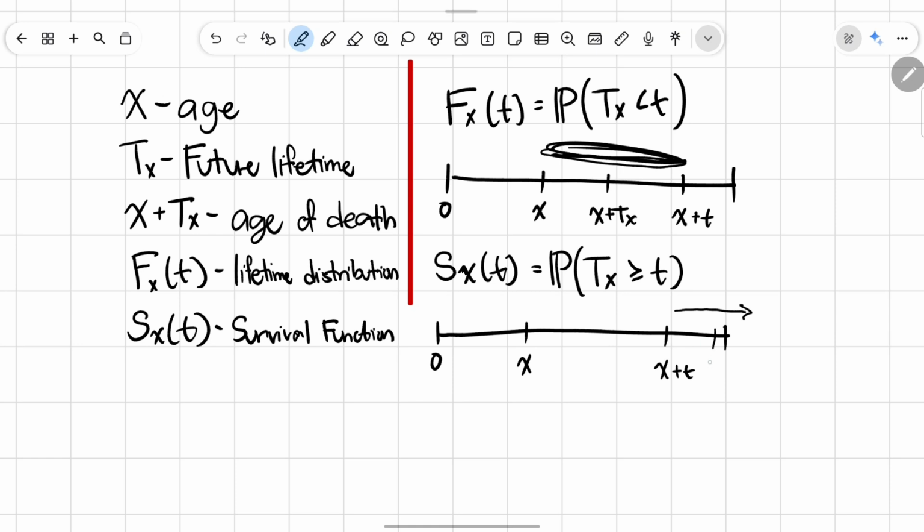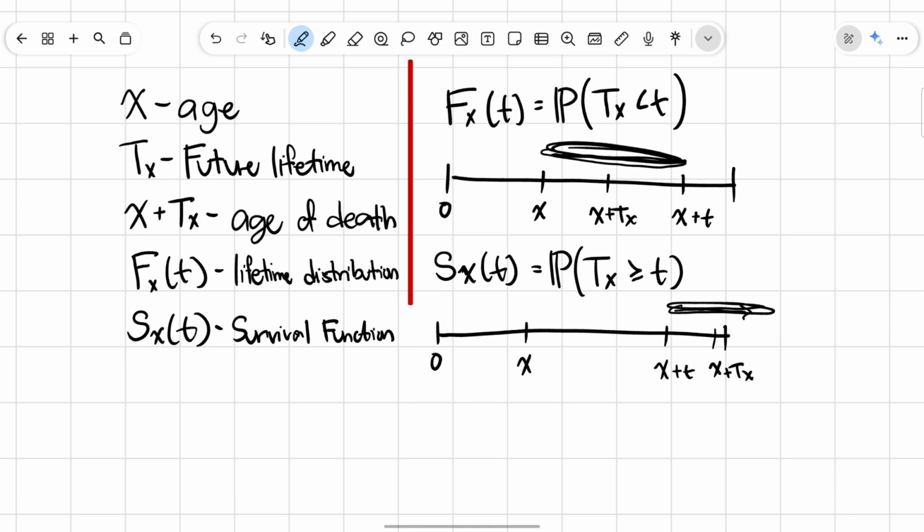So the person's age of death should be around here, for example. We are finding this region for Sx of t, whilst for Fx of t, it is between x and x plus t. Now, what we can say is that for a person age x within t years, the person can only live or survive.